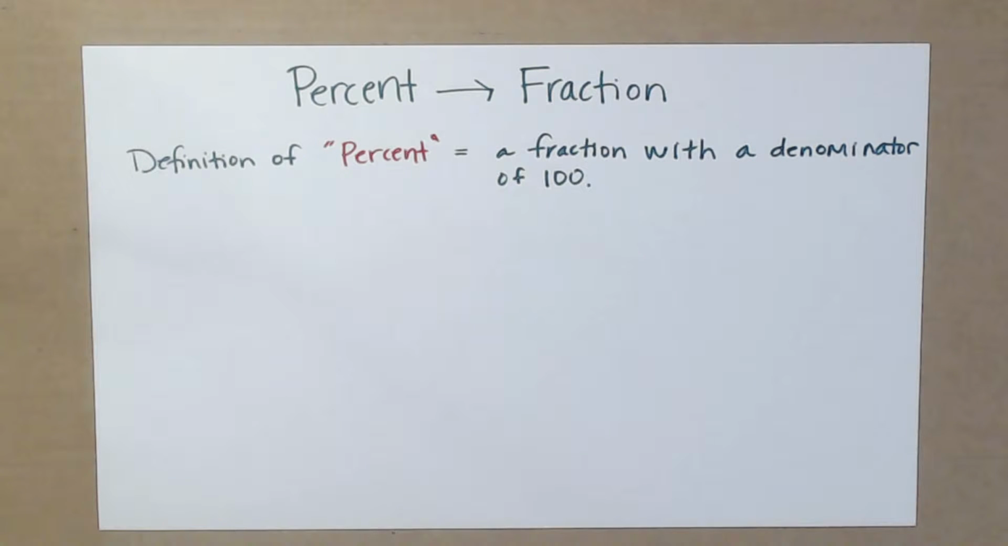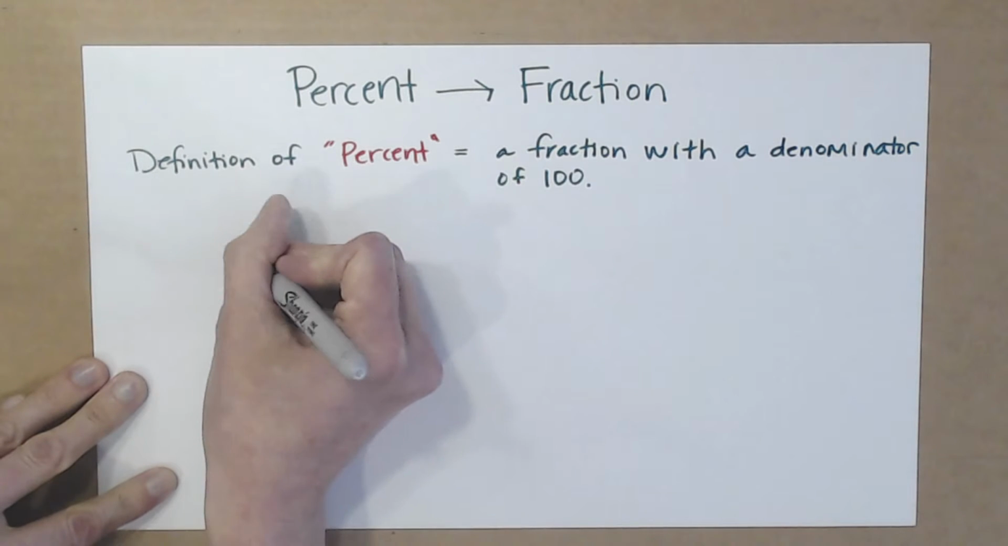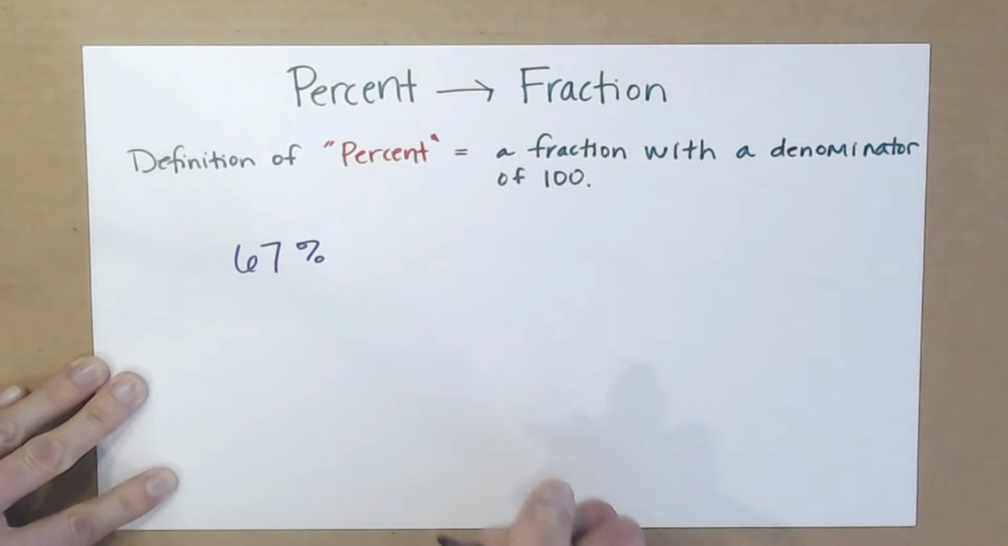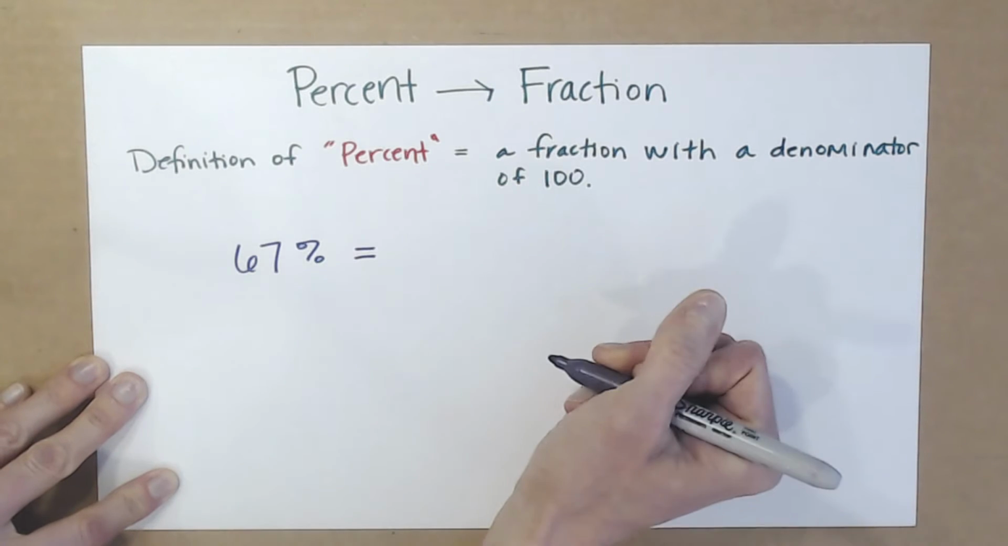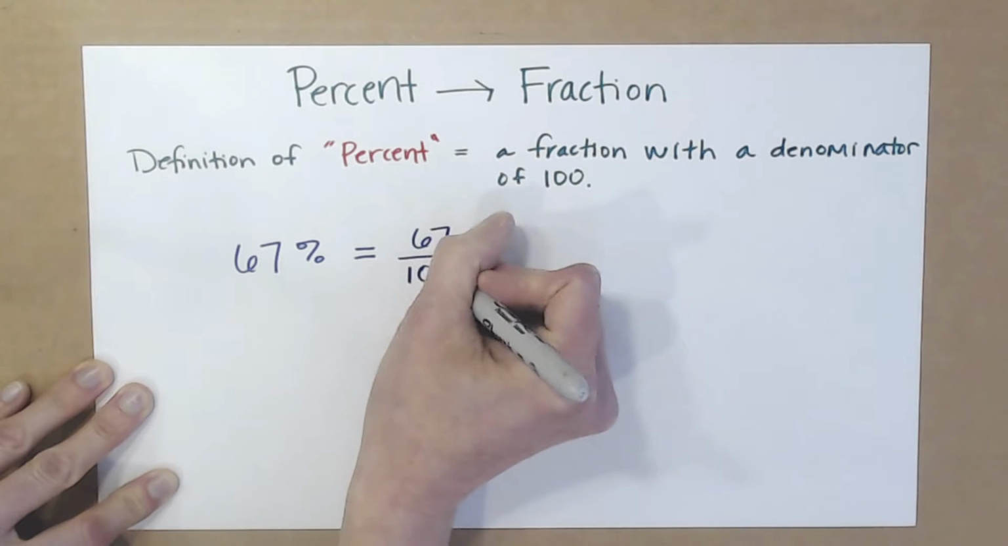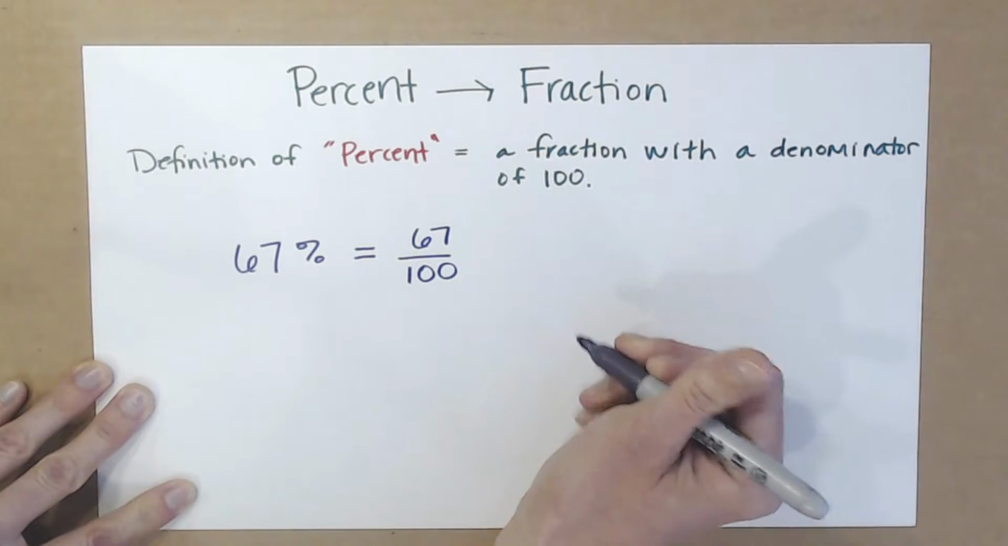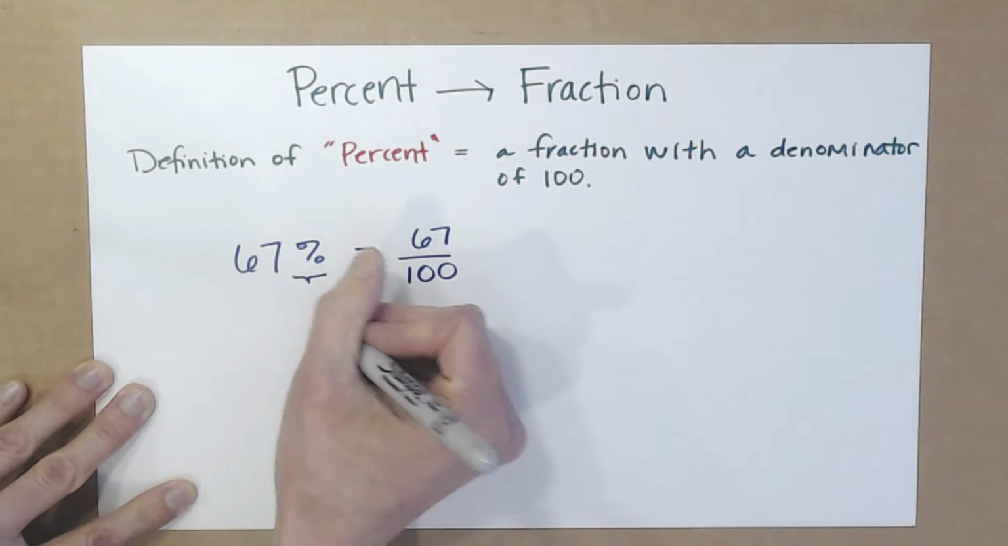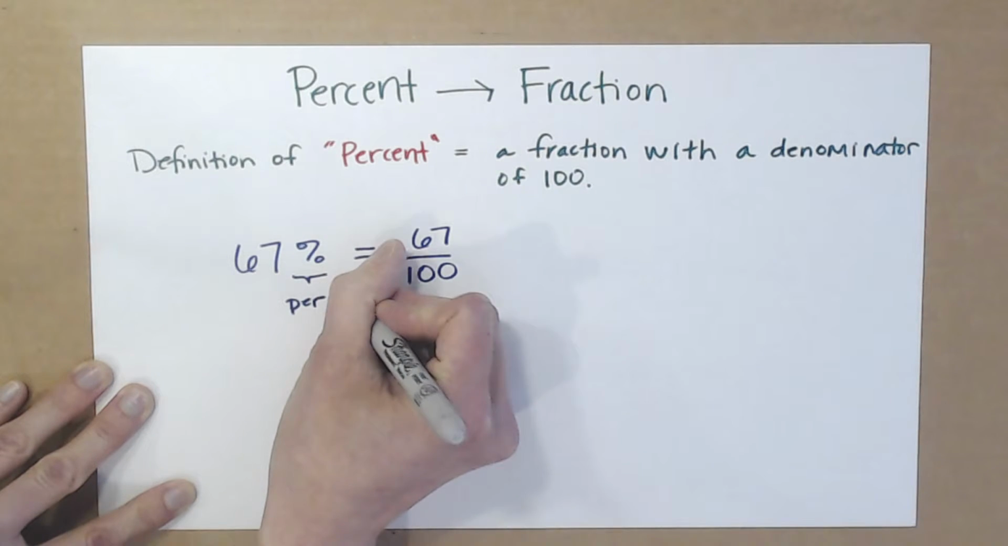This sprint, we're going to be converting percents to fractions. And if you recall the definition of a percent, you'll see that this is fairly easy because a percent already is a fraction. It's a fraction with a denominator of 100. For example, if we have the percent 67%, that is just a fraction with a denominator of 100. 67 100ths. This percent sign means per 100.